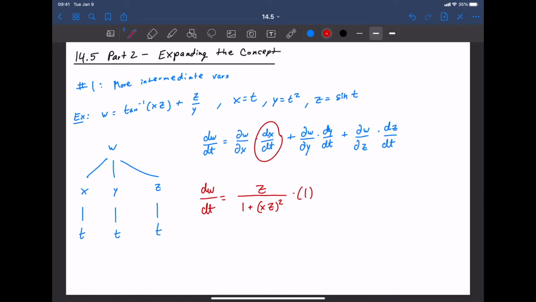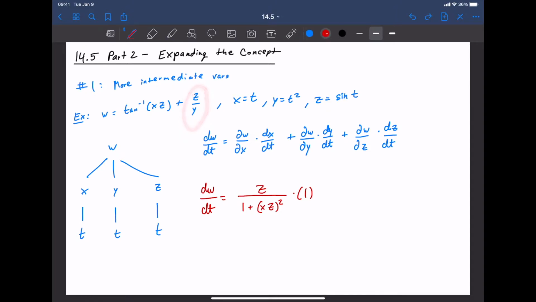Sorry, the derivative of X with respect to T is just 1. If you're wondering what happened to Z over Y, that's 2 constants. That's like 3/5. Okay, when we're taking the derivative with respect to X, that's just a constant. We're going to ignore it. Likewise, now we're doing dW dy. With respect to Y, this tan inverse is a constant. Gone.